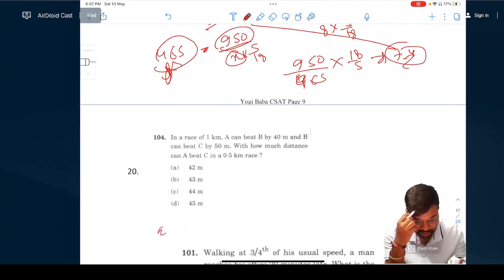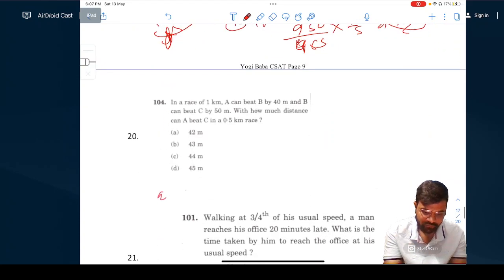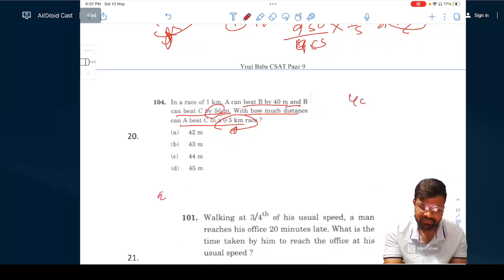Okay, in a race of 1 kilometer, A can beat B by 40 meters, and B can beat C by 50 meters. How much distance can A beat C in a 0.5 kilometer race? So in a 1 kilometer race, 40 plus 50, 90 meters. So for 0.5 kilometer, that means 90 by 2, so 45 meters.